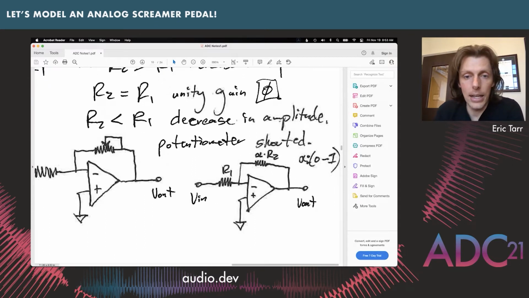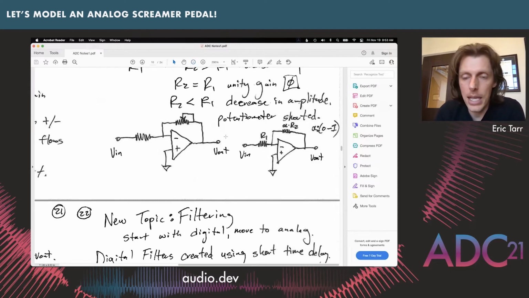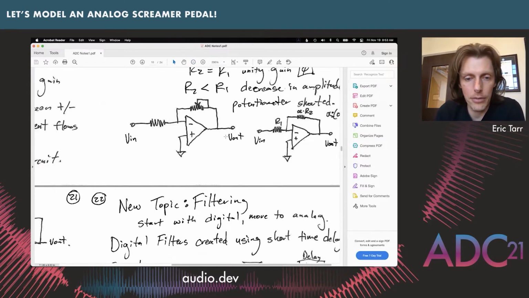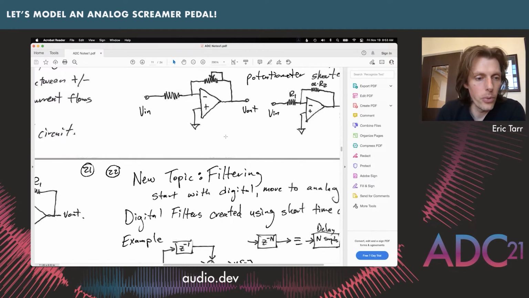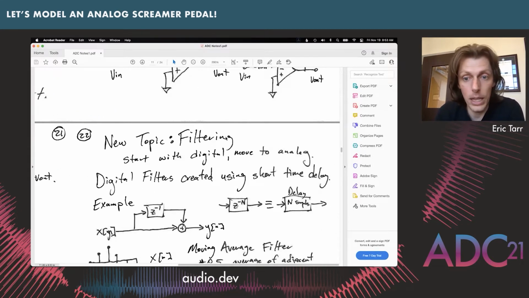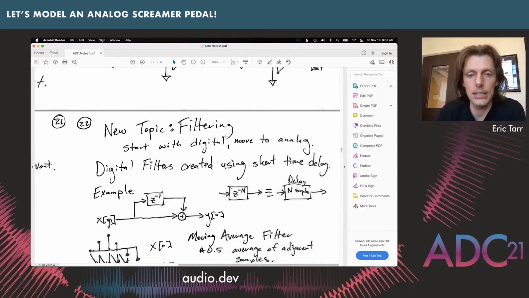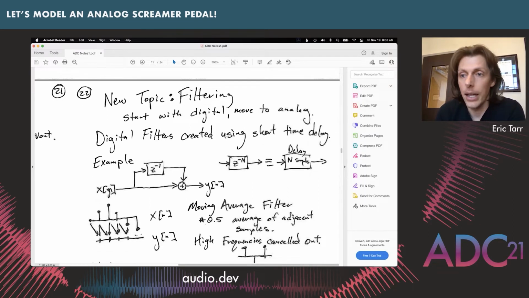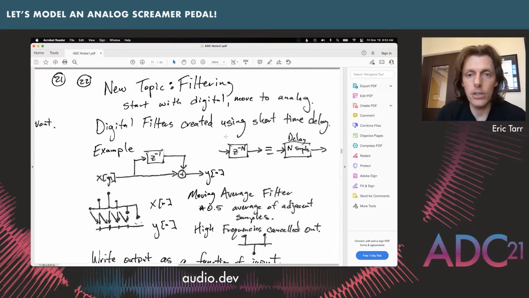Okay, so we haven't covered potentiometers just yet, so let me skip over that for now. We need to talk about filtering also here before we take a break. So let me finish discussing some of those things, and then we'll take a pause and come back and continue on from here to try and get into analyzing the tube screamer. So let's talk about filtering.